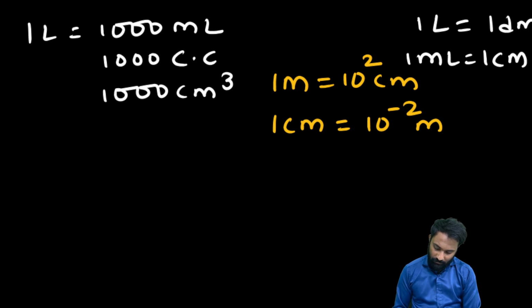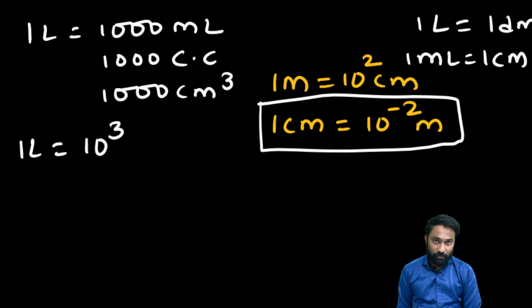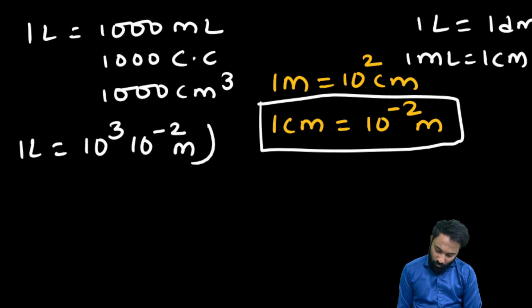Now, here 1 centimeter is equal to 10 to the power minus 2 meter, right? And 1 liter is equal to 10 to the power 3 (cm cube), can I write? Now what is this? 1 centimeter is equal to 10 to the power minus 2 meter, right? In the place of centimeter, can I write 10 to the power minus 2 meter whole cube? I can write, right? Then what will it become?